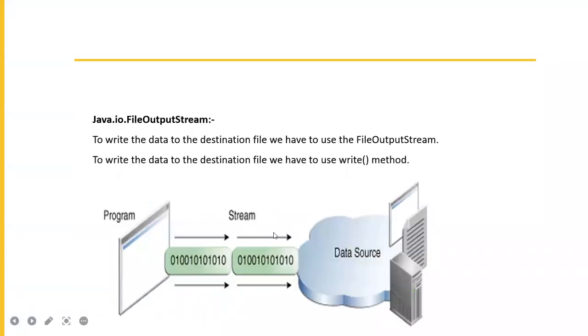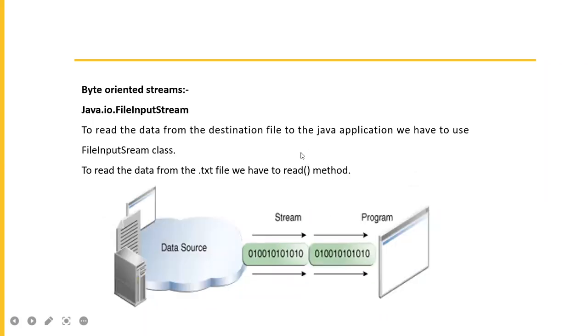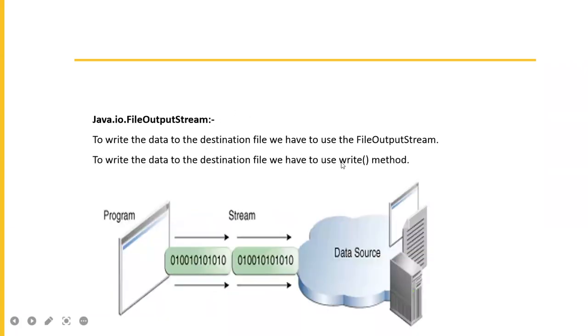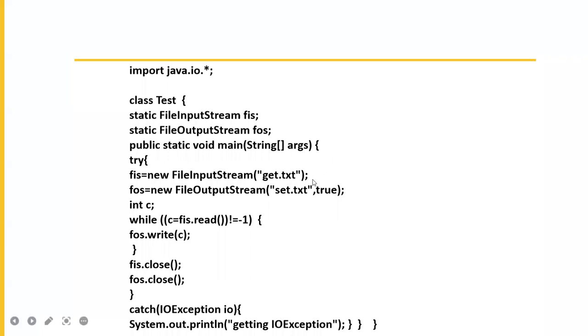Now, how do we take the data from the program to the file system? Then we are using what? File output stream. To write the data to the destination file, we have to use what? File output stream. In the earlier case we were reading by using which method? Read method. If you want to write, then you should go for the write method. Simple it is.